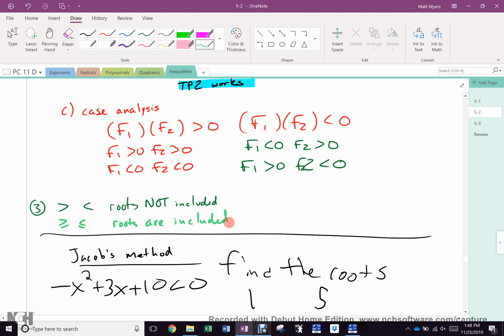And then Jacob's method. Right? It's a work in progress. Hey, man, all these methods were works in progress at one point. Right?